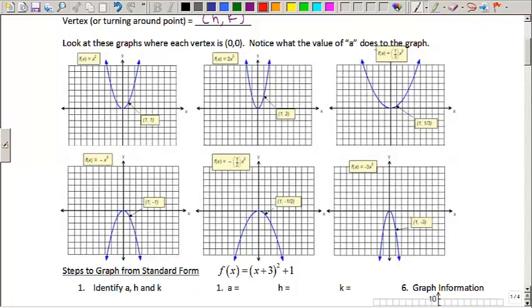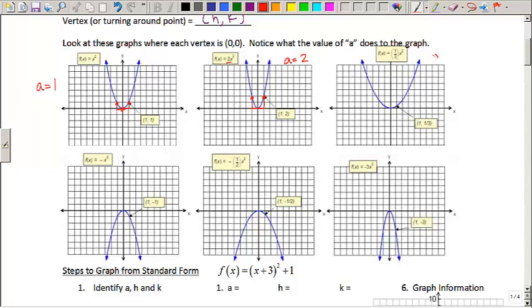Now notice what a does to the graph. In this particular problem, we have a is equal to 1 because there's no coefficient in front of x squared. I could go right 1 and up a, or I could go left 1 and up a. That got me 2 more points plus the vertex, and I can get a pretty good graph from that. On the second graph, my a is 2 because the coefficient in front of x squared is 2. So from my vertex, I can go over 1 and up 2, and left 1 and up 2.